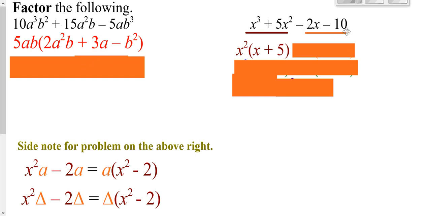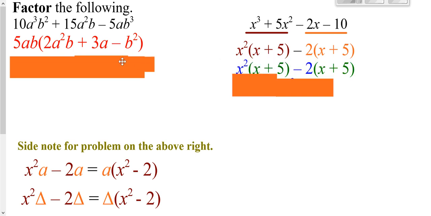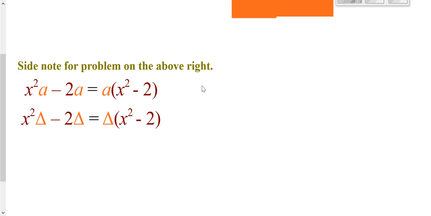And then you look to see what you can pull out of the last two. Well, we could pull out a negative 2, so I'll put a negative 2 in front. And then you got to think negative 2 times what is negative 2x, well, that's an x. And then a negative 2 times what is negative 10, and that's a positive 5. Now, factoring by grouping, you're on the right track if both parentheses end up being the same, which they are. So if we rewrite this, you'll notice that we have the same thing showing up here in parentheses in the green.